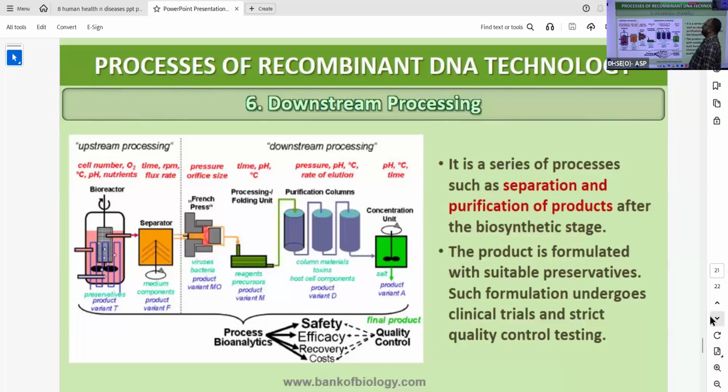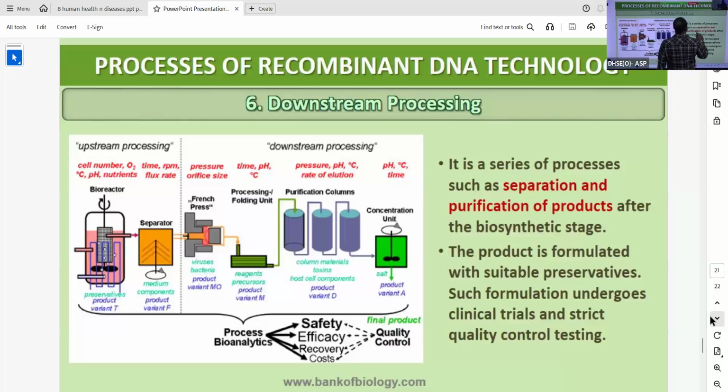Finally, we come to downstream processing. What does downstream processing mean? Down means descending. Upstream processing is moving head towards the source. Now look, in downstream processing and upstream processing, our simple objective is to obtain the product. How do we obtain the product?